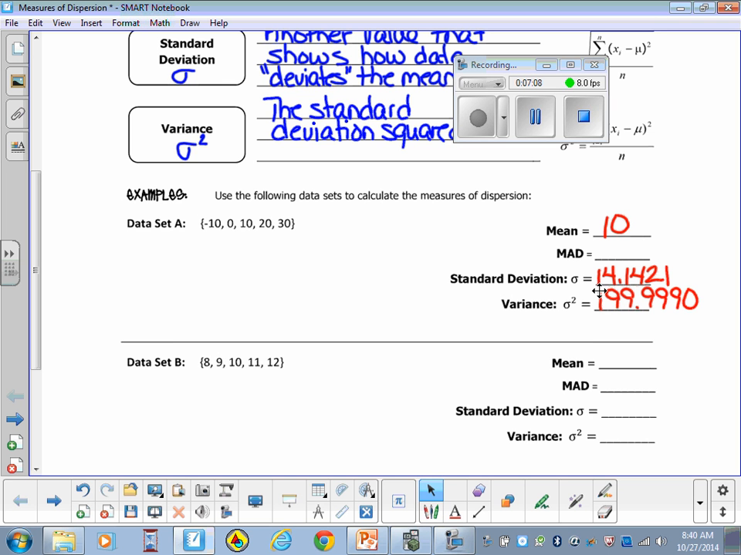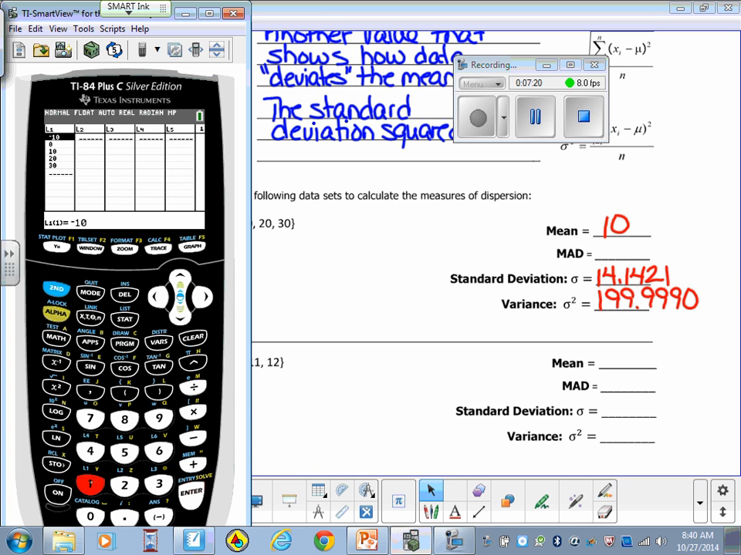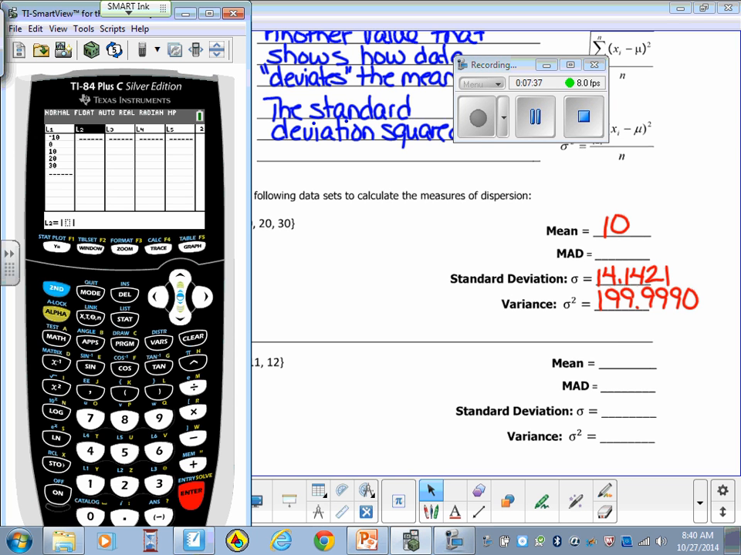Now I did all the easy ones first, to be perfectly honest. Mean absolute deviation takes a little more work. So let's go back to our calculators. Stat, edit. Now we have our data. What I want to do now is arrow over and up so that I'm on the header for list 2. Second, catalog, and select absolute value, because I want the absolute value of all of these numbers. I'm going to take every number in list 1.